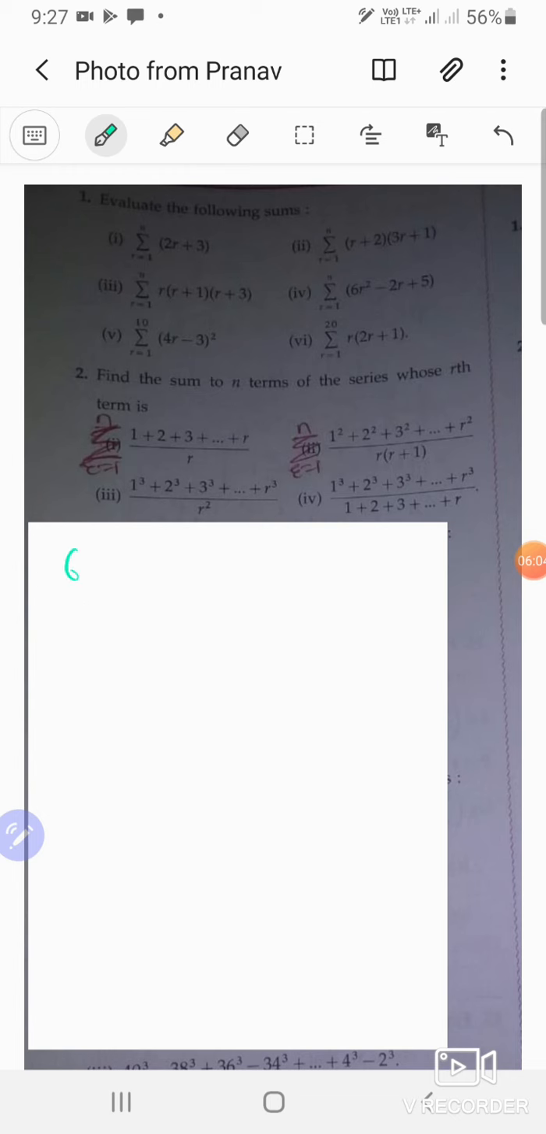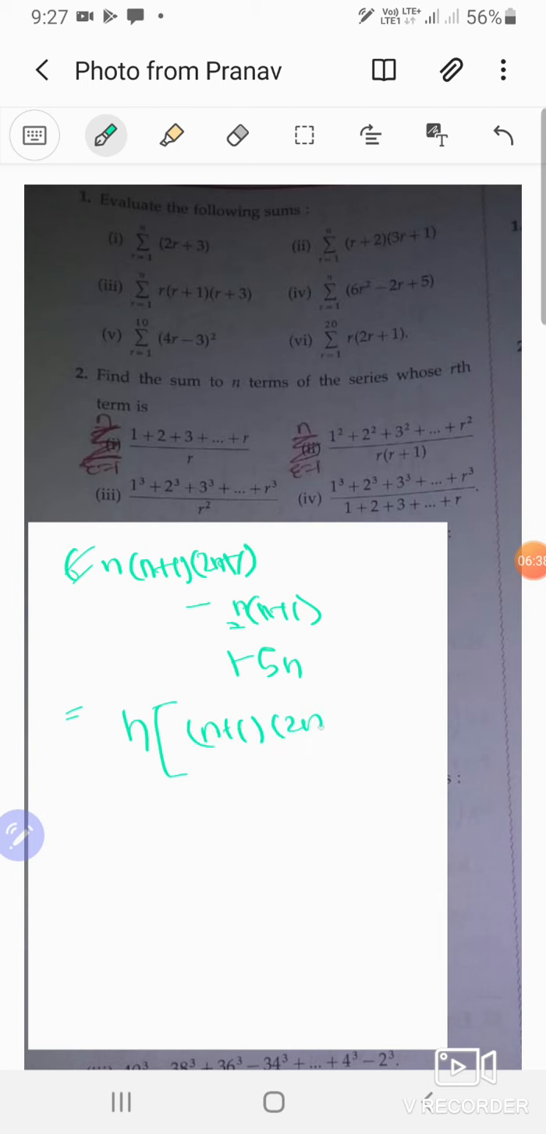So we got 6r squared, that's supposed to be n into n plus 1 into 2n plus 1 upon 6. So upon 6, and this cancels, you got minus 2r, so minus of 2 times r, you got n into n plus 1 upon 2, so that's supposed to be minus n into n plus 1. And then you got plus 5, so plus 5n. Easy. Just take an n common, so you got n plus 1 into 2n plus 1. But first of all you need to take care of this thing as well.